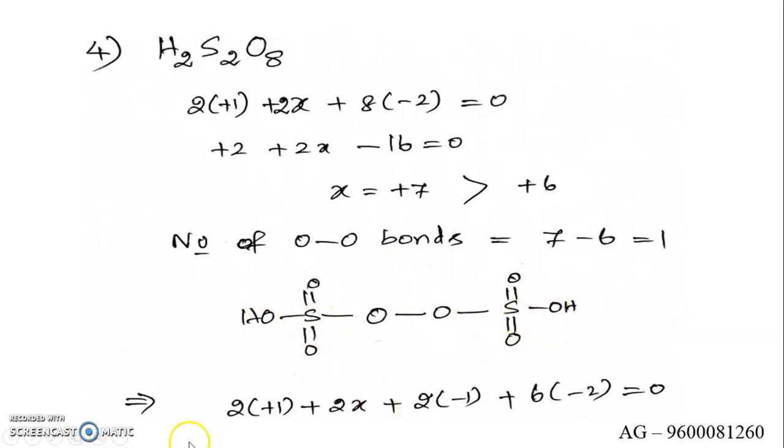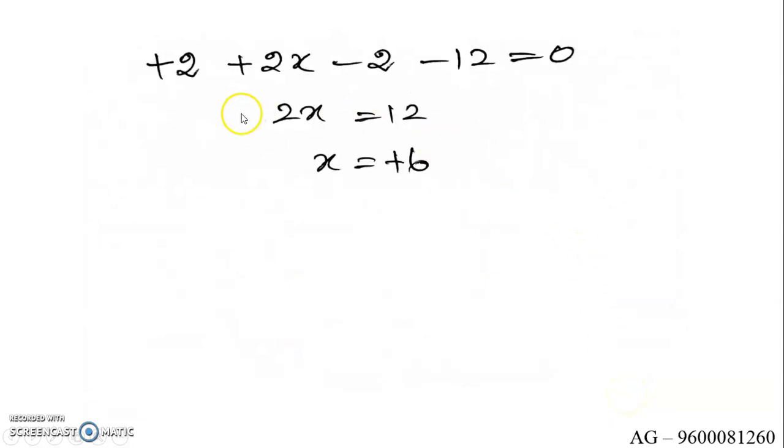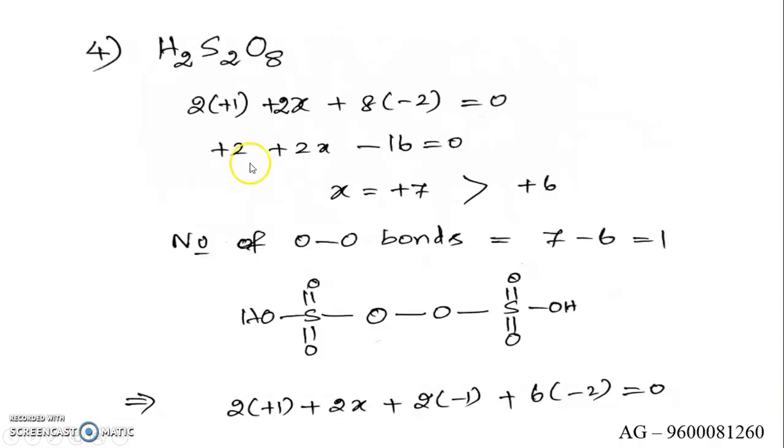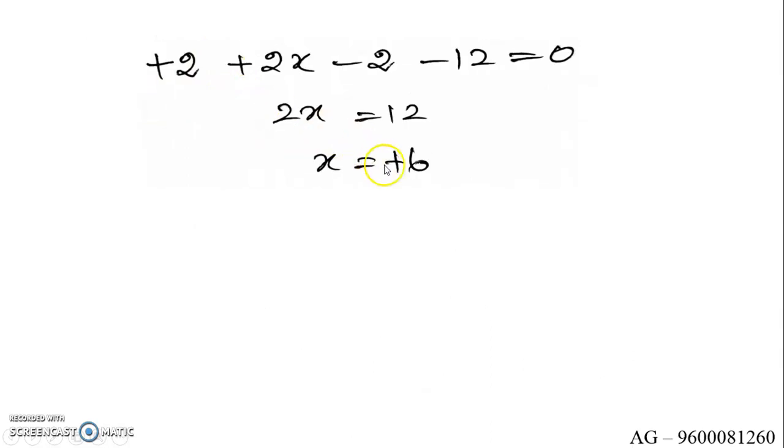So it has 2 hydrogen, 2 into +1, plus you have 2 sulfur atoms, let it be 2x, plus you have 2 peroxide oxygen, 2 into -1, plus you have 6, here 3, here 3, 6 normal oxygen, 6 into -2 equal to 0. So if you simplify this, you will get the answer as +6. So in H2S2O8, the oxidation state of sulfur is +6 only.